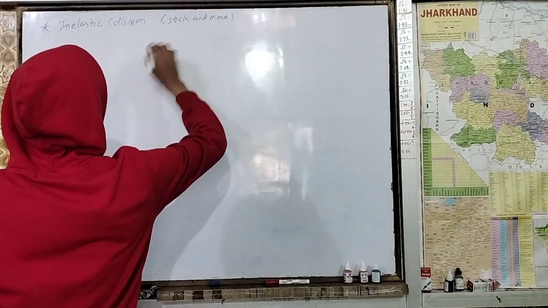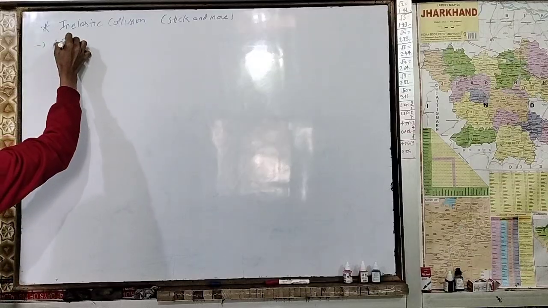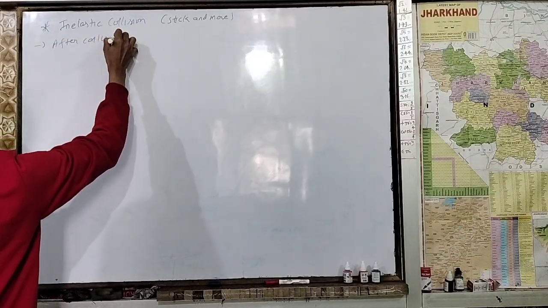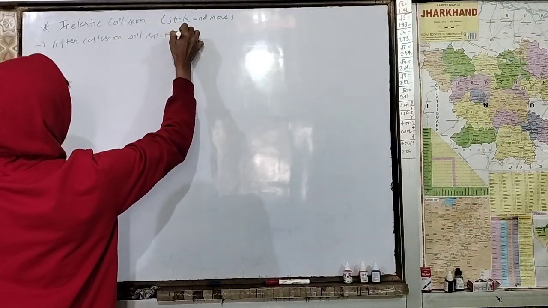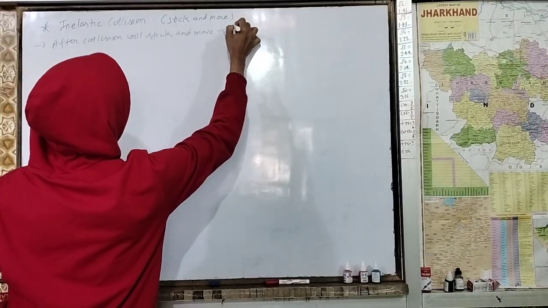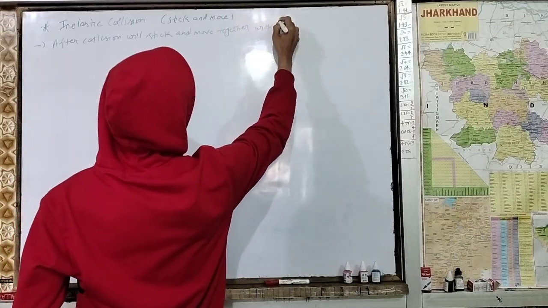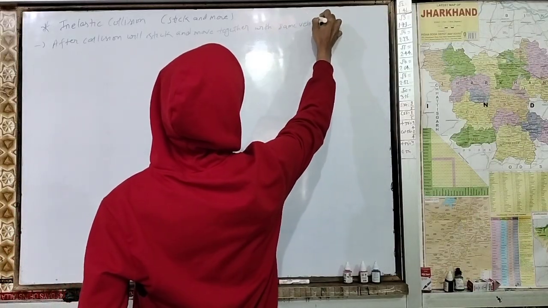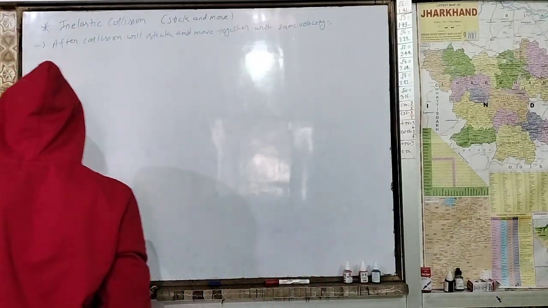After collision, what will happen? They will stick and move together with the same velocity. Velocity for both would be the same. Clear?